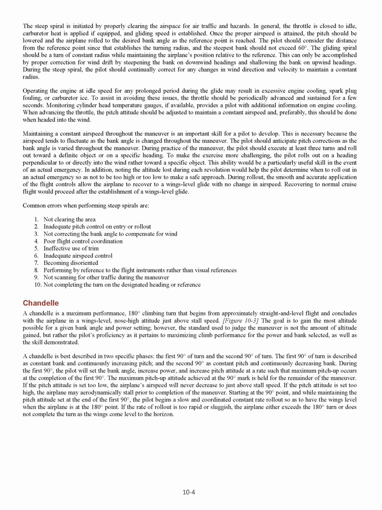Starting at the 90 degrees point, and while maintaining the pitch attitude set at the end of the first 90 degrees, the pilot begins a slow and coordinated constant rate rollout so as to have the wings level when the airplane is at the 180 degrees point. If the rate of rollout is too rapid or sluggish, the airplane either exceeds the 180 degrees turn or does not complete the turn as the wings come level to the horizon.